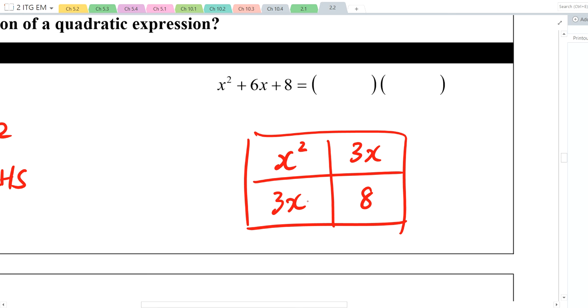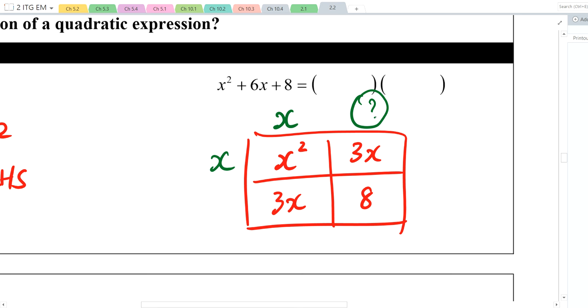Okay, so if this is the case, let me fill in the blanks at the top. What will this be? Above the x squared. It will be x, yes. And on this side, beside the x? Must be x. No choice, right? Definitely correct. Okay, now for the 8 over here. What do you want it to be? What should I put over here?